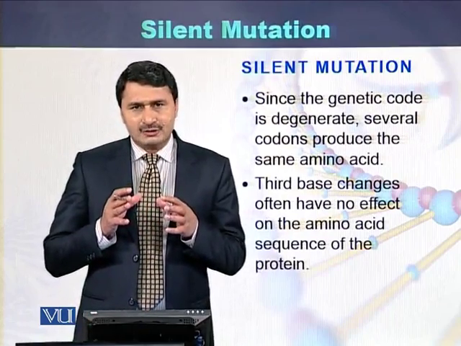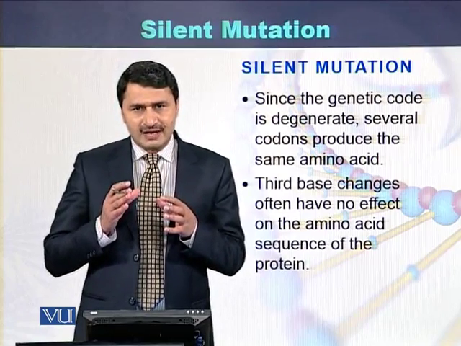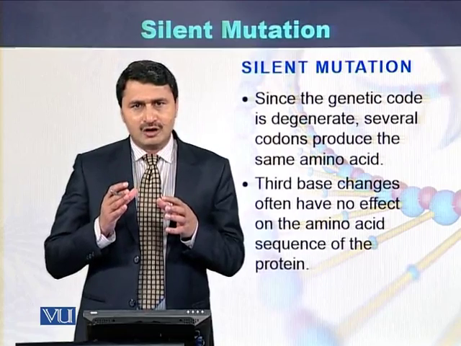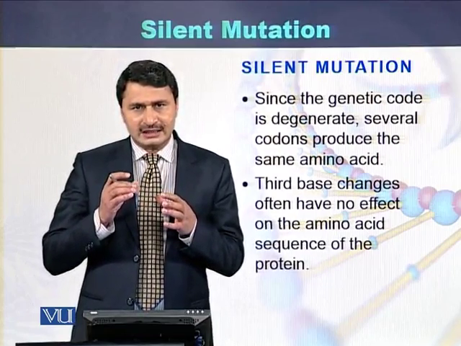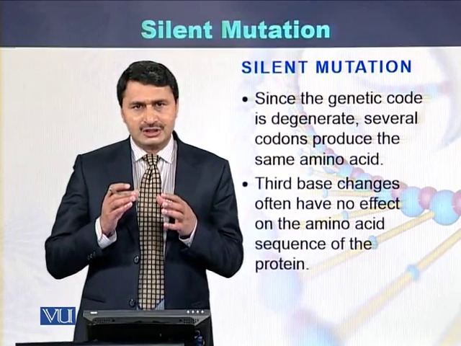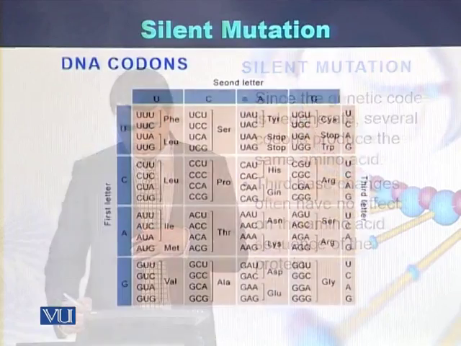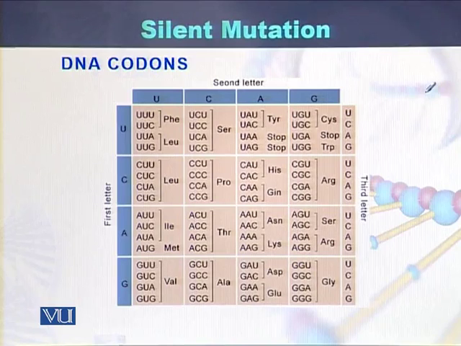Since the genetic code is degenerate, there is no major effect due to the third base of the codons. So if there is a change at the third base of the codon, usually the amino acid does not change. In this diagram, we can see the meaning of degeneration of the codons. There are several codons that code for a single amino acid.